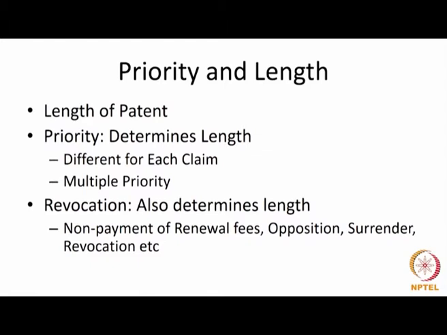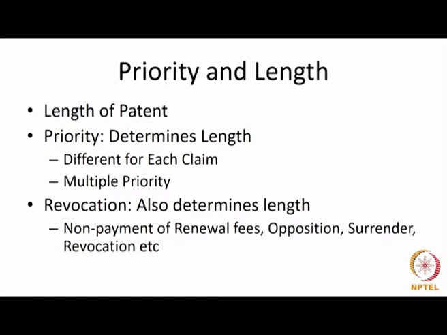Now each claim has a different priority. We will see in section 11 that the priority for each claim will be different, and there can also be cases where there are multiple priorities. Claims can also have multiple priorities.